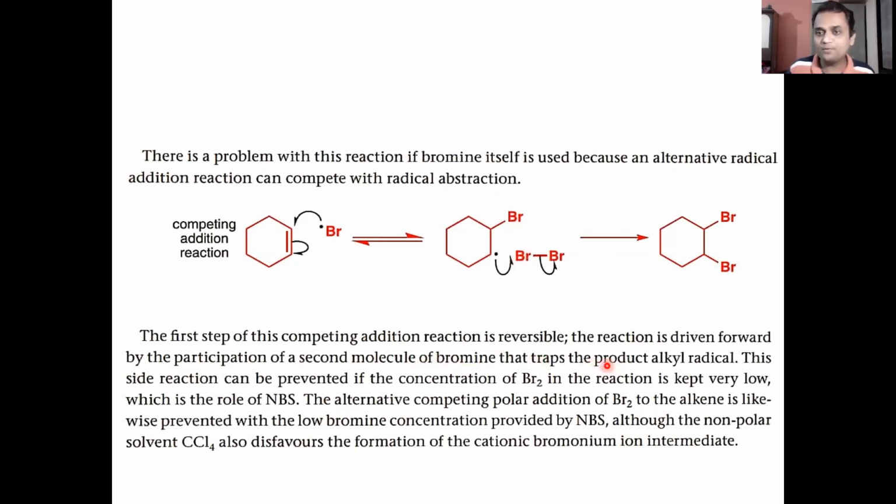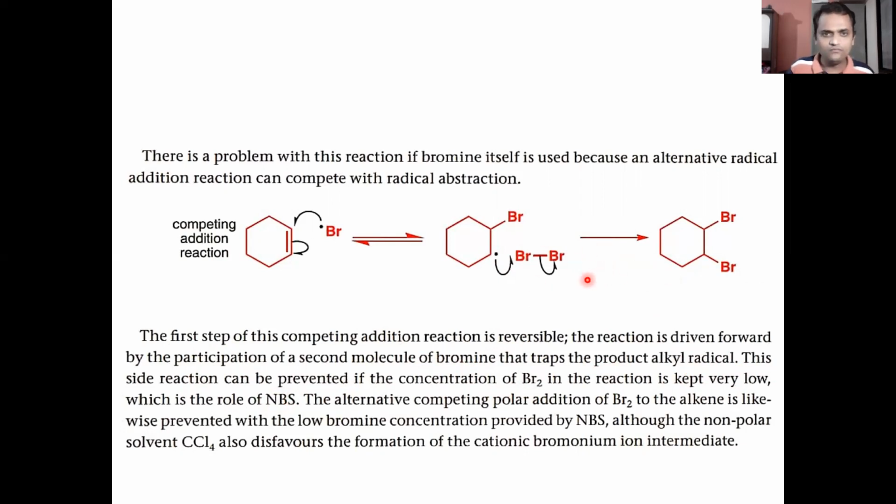That traps the product alkyl radical. So it traps that alkyl radical, and we get a 1,2-dibromo compound. Now this side reaction can be prevented if the concentration of bromine in the reaction is kept very low, which is the role of NBS.